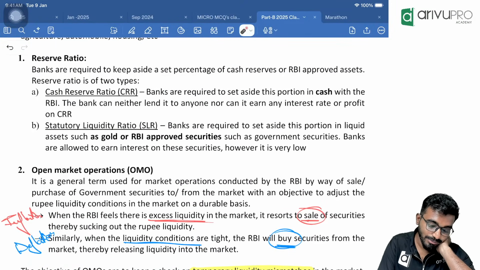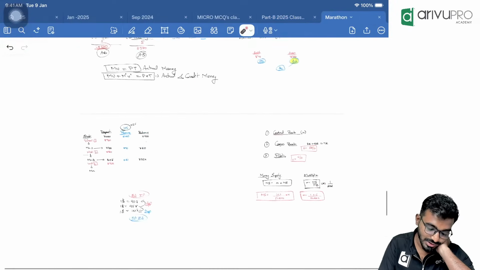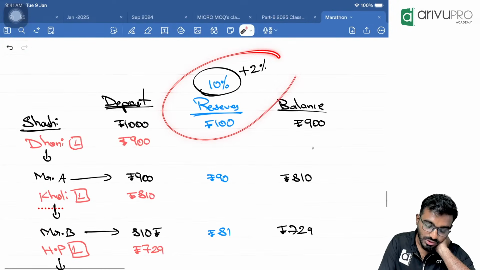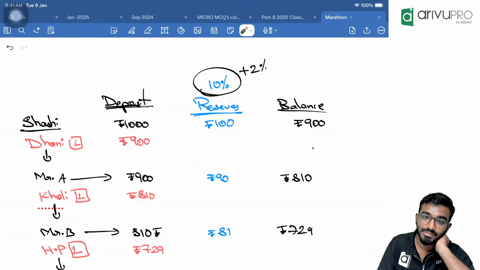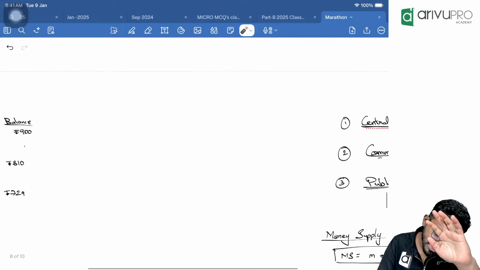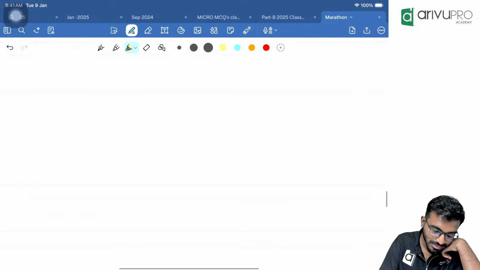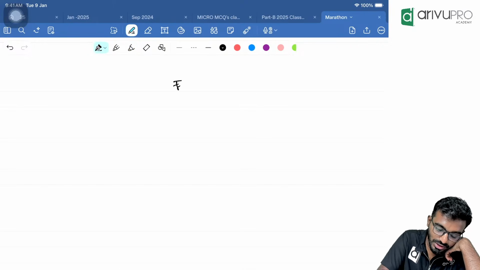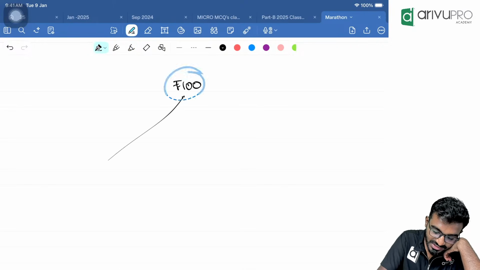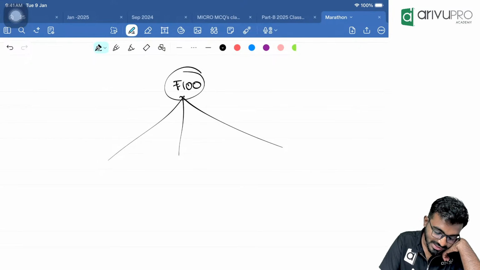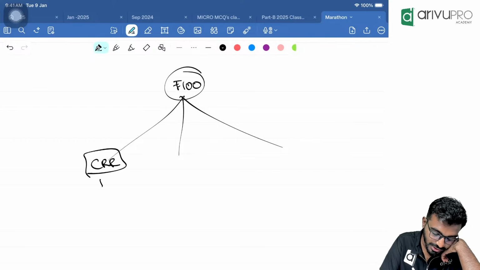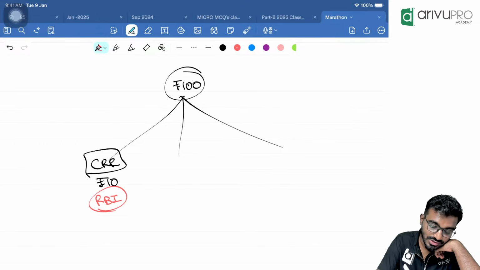Whenever deposits are coming into the bank, they are asked to keep reserves. This money will go with the RBI. So let's take one more example for better understanding. Assume 100 rupees is received into a bank account in the name of deposits. This gets divided into 3 parts. The very first part is CRR, cash reserve ratio. Let's assume out of this 100 rupees, some 10 rupees a commercial bank has to maintain with RBI. This is called CRR, cash reserve ratio.